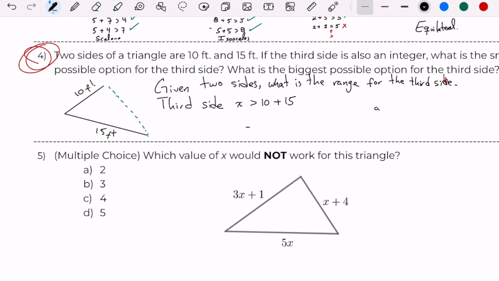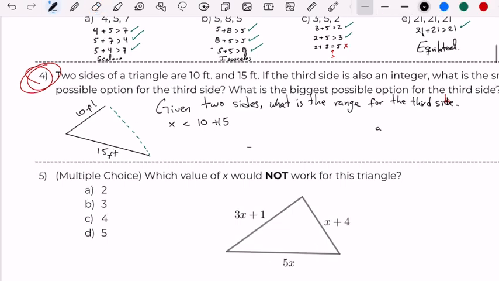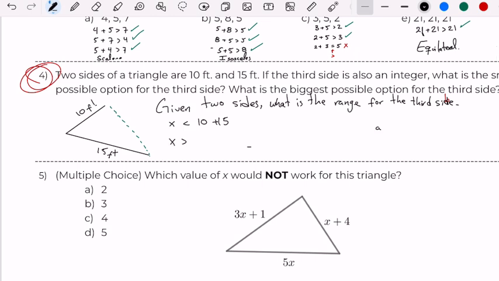Sorry, my brain got bugged. So my third side needs to be smaller than the sum, right? My third side x needs to be smaller than 10 plus 15. But it cannot be any small number, no? For example, if I say this side should measure 1, it won't work. So what is the other bound? The other bound is the difference. So x needs to be bigger than 5.